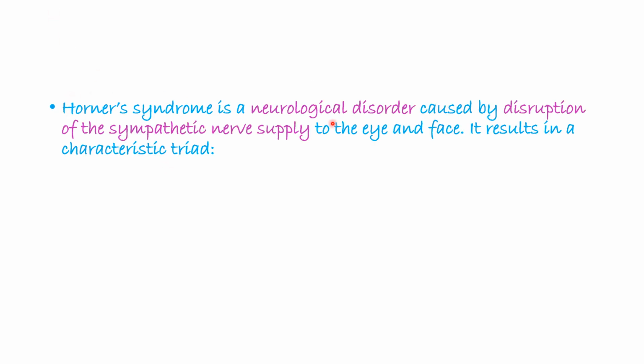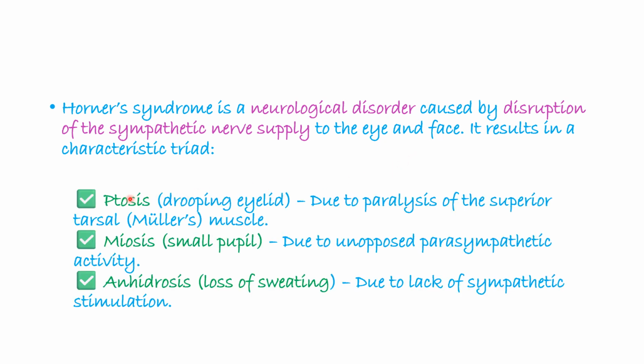So today we are going to learn about Horner's syndrome. Horner's syndrome is a neurological disorder caused by the disruption of the sympathetic nerve supply to the eye and the face. As a result, you have a characteristic triad of ptosis, miosis, and anhidrosis.